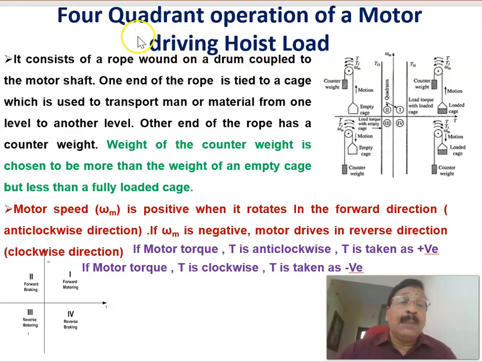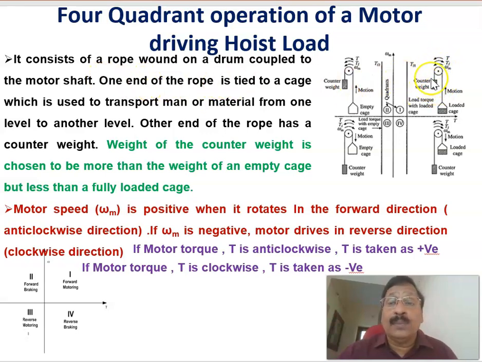Now let us see the application of a four-quadrant chopper: the four-quadrant operation of a motor that is driving a hoist load. Let us see that here. The motor is coupled to a drum with a rope wound on it. This drum is coupled to the DC motor shaft, and there is a rope on it.